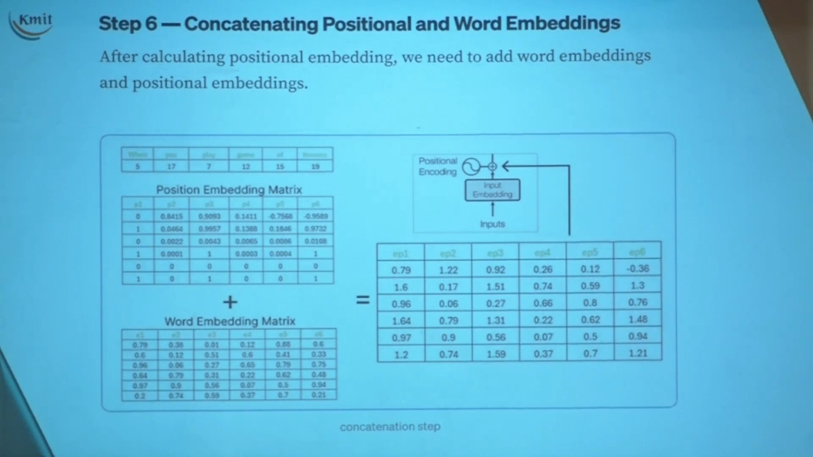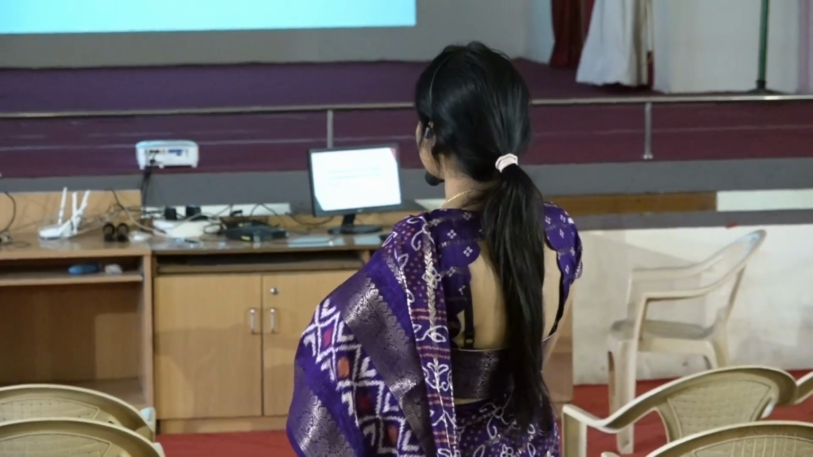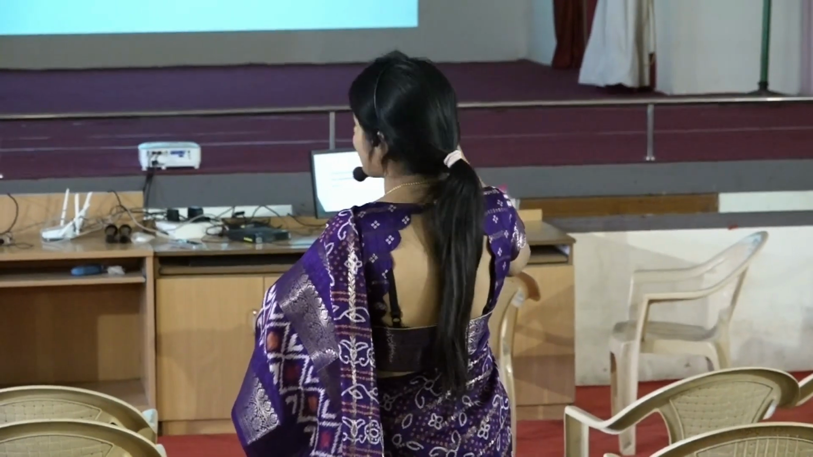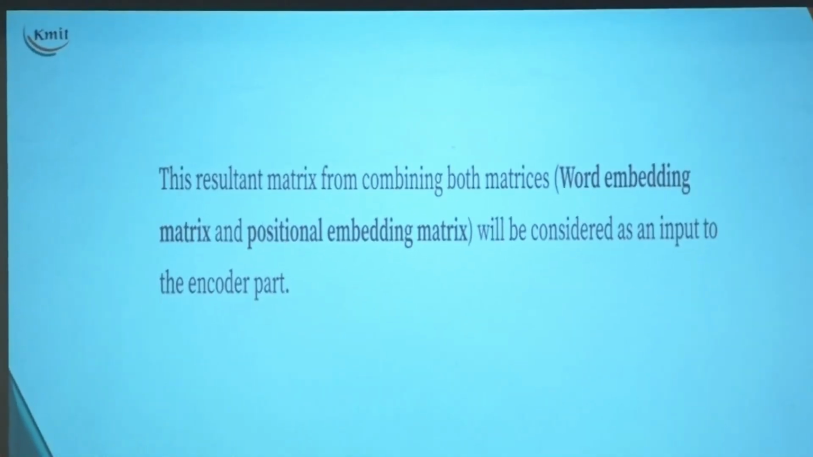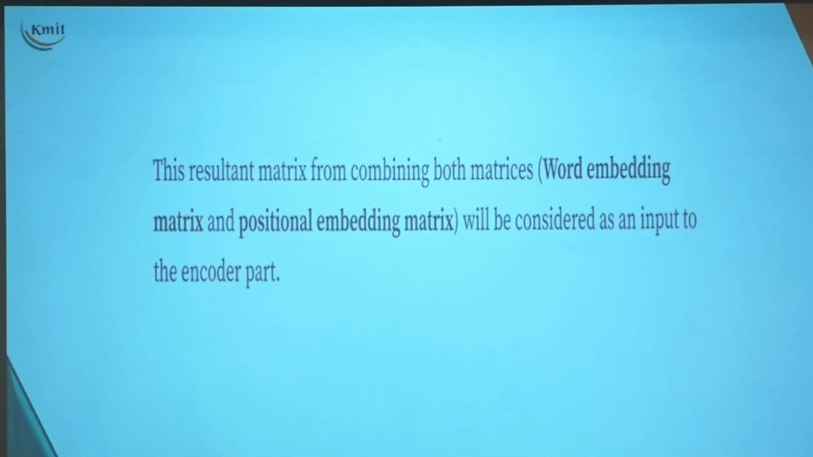So what did I do here? Take the input data, generate the unique words out of it, give the numberings for those unique words, generate the positions for the input sentence, calculate the positions of the input embeddings, generate the word embeddings, concatenate them and generate EP1. What is E? Word embeddings. What is P? Positions. What is EP1? Concatenation of embedding and positions. So the resultant matrix from combining both matrices, word embedding and positional embeddings, will be considered as input to the encoder part. Is that clear, everybody?